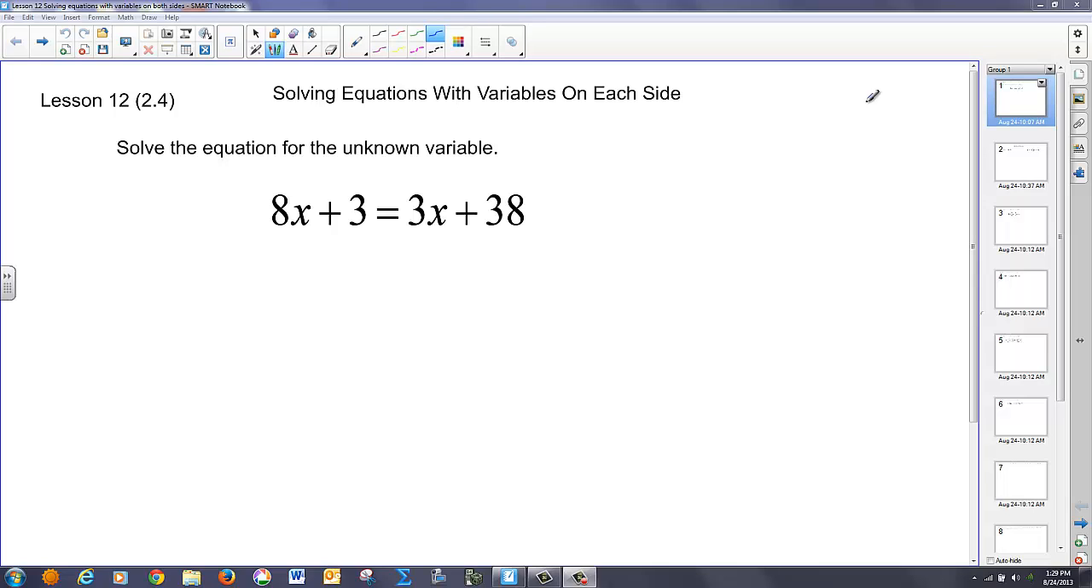In this next lesson, we discuss how to solve equations where we have variables on both sides of the equation. Before you see the equation 8x plus 3 is equal to 3x plus 38, and we still want to isolate the variable x. So that's step one. The goal is to isolate x.